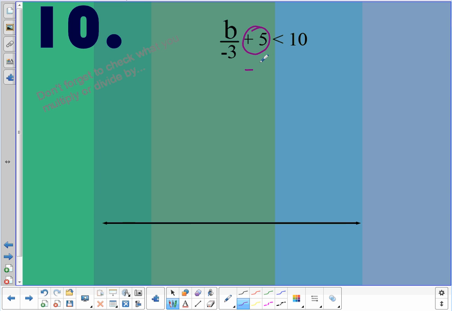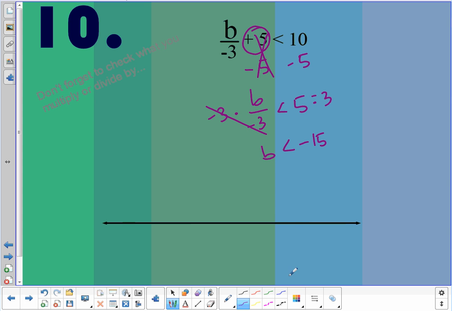So I'm going to subtract, that's my constant. I'm going to subtract my constant to move it to the other side. That's going to cancel that. I have b over -3, and 10 minus 5 is 5. Now you can get rid of the division of -3 by multiplying by -3. That makes those go away, and I have b is less than, oh, that should be a negative. Didn't write that in, sorry. 5 times -3, which is -15.